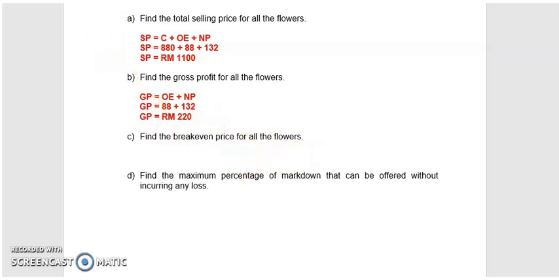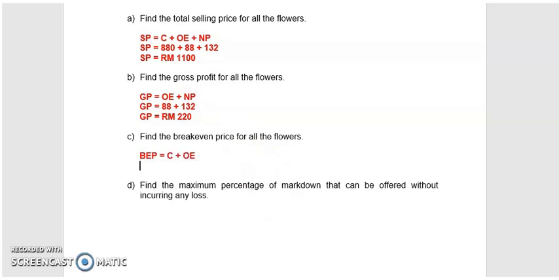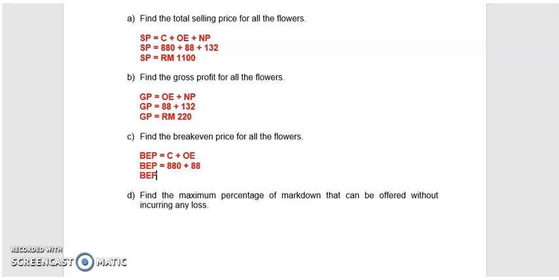C. Find the break-even price for all the flowers. Okay, so again for all flowers. Okay, so BEP, break-even price, equal to cost plus OE. Total cost 880. OE is 88 ringgit. So BEP is RM 880 plus 88 ringgit is 968 ringgit. Okay. So again, this is your minimum selling price that you can offer to your customer so that you will not suffer any loss.